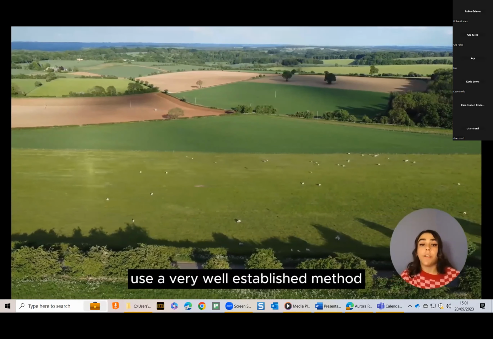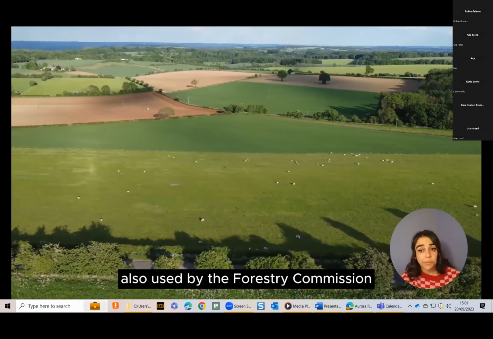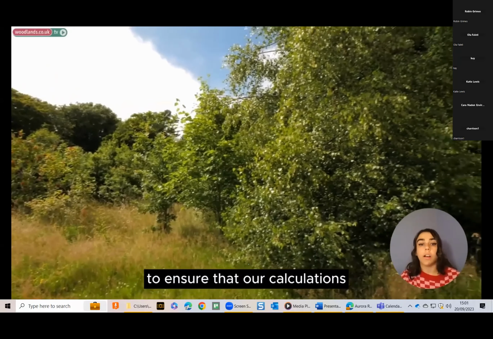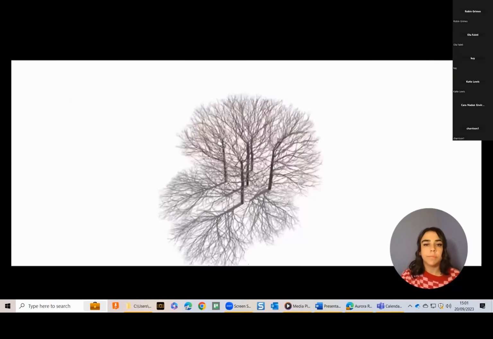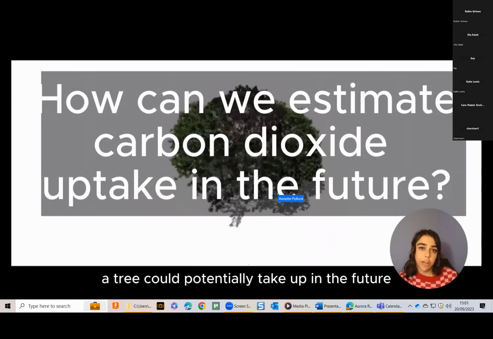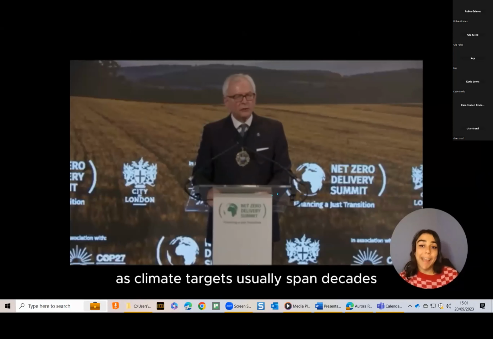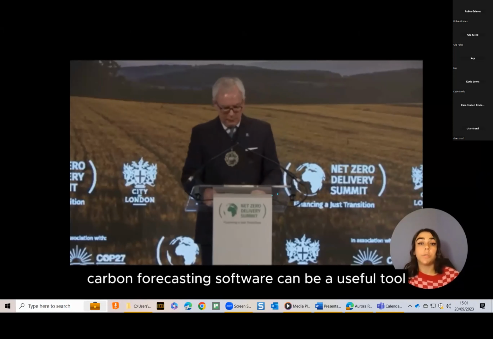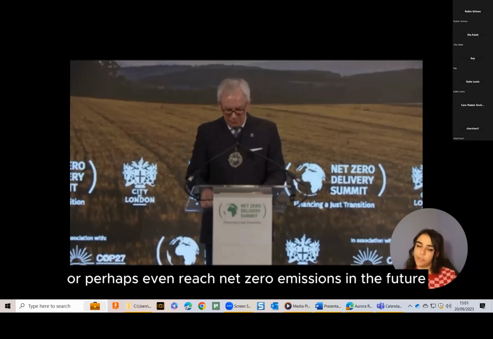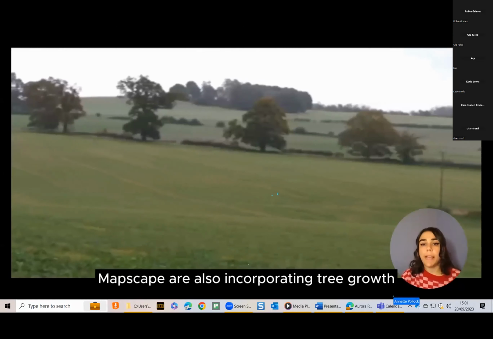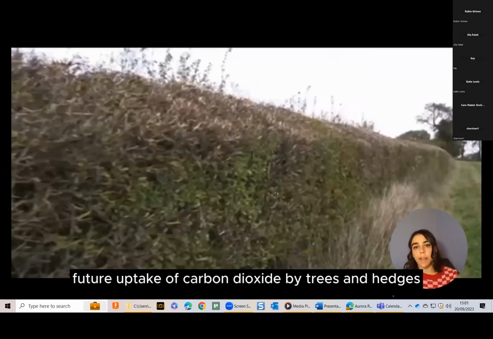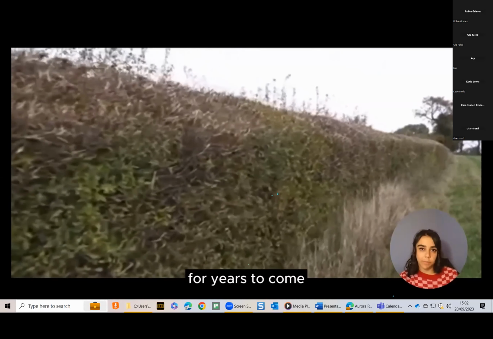Mapscape's carbon calculations use a very well-established method, also used by the Forestry Commission, and we use data from the Global Wood Density Database to ensure that our calculations are consistently up to date with any new research. Moving on to the second question, how can we estimate how much carbon a tree could potentially take up in the future? As climate targets usually span decades, carbon forecasting software can be a useful tool for arboricultural projects aiming to reduce their net emissions, or perhaps even reach net zero emissions in the future. So based on this, Mapscape are also incorporating tree growth calculations into their software to forecast the potential future uptake of carbon dioxide by trees and hedges for years to come.